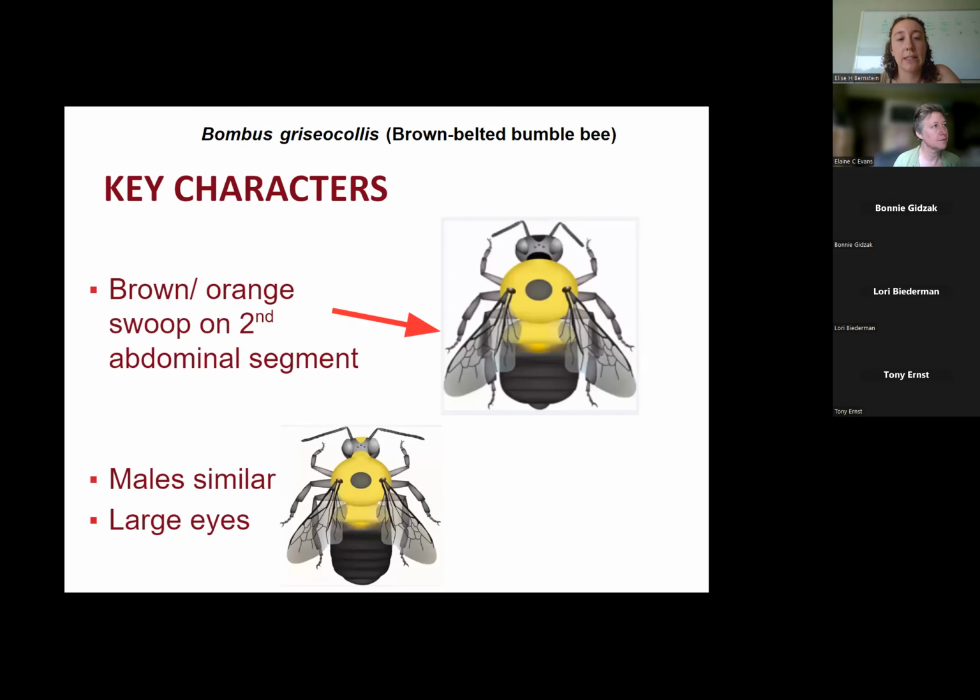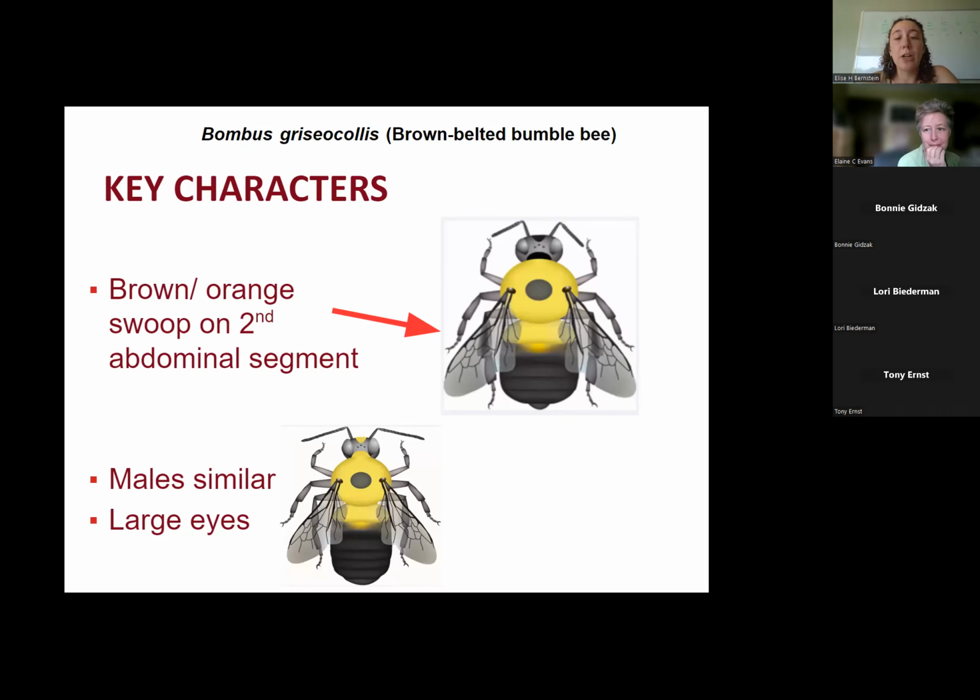Next slide. So there are a lot of species that are commonly mistaken for rusty patch bumblebees, one of which being the brown-belted bumblebee, or Bombus griseocolus, which is in the big three bumblebees. This is one of the most common bumblebees we see here, especially in the Twin Cities. I know about 80% of all the bumblebees that we're seeing are the big three. So it's important to know how to tell the difference between the brown-belted and the rusty patch.